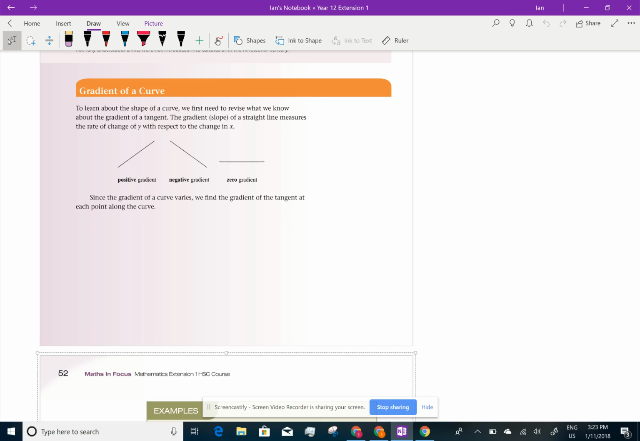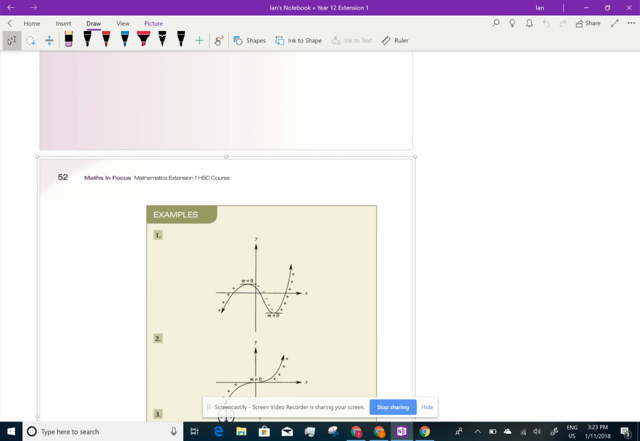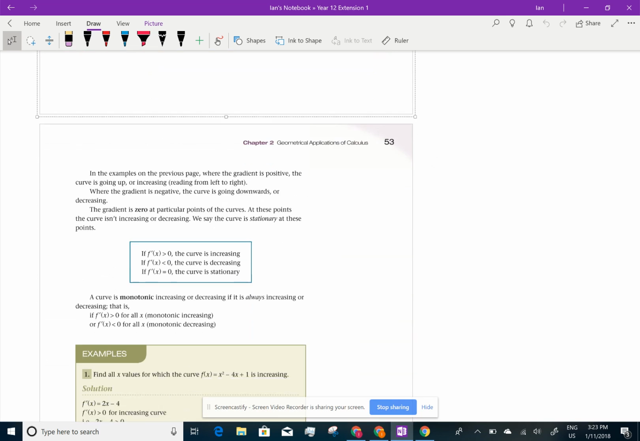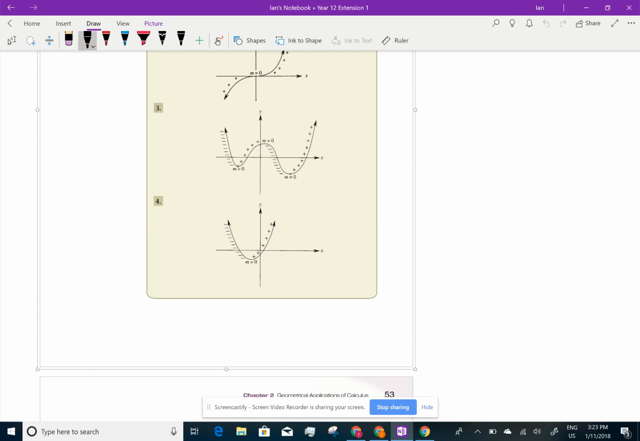We're finding the gradient of the tangent to the curve at any point. So we can call it the gradient function. But remember, it's the gradient of the tangent. So if we have a function, and I'll just draw a cubic. We have a standard cubic.